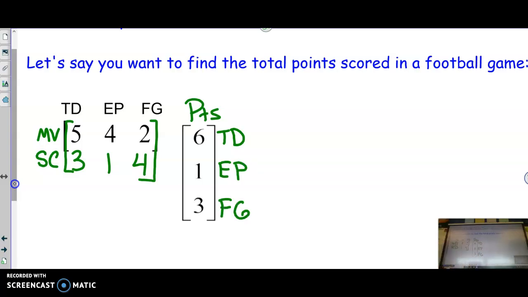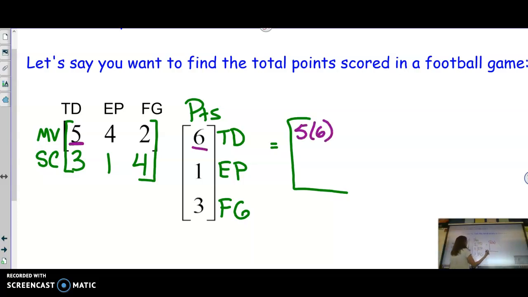So if I want to know what was the score for each team, the math that I would have to do when I multiply these together is I would need to take Marysville's numbers and multiply them by the points. So I'm going to take 5 touchdowns times 6, because each touchdown is worth 6. Then I'm going to take 4 times 1. So notice as my finger goes over in the row, I'm going to go down in the column. So first 5 times 6, then 4 times 1, because an extra point is worth 1.